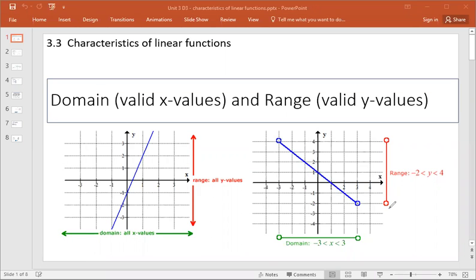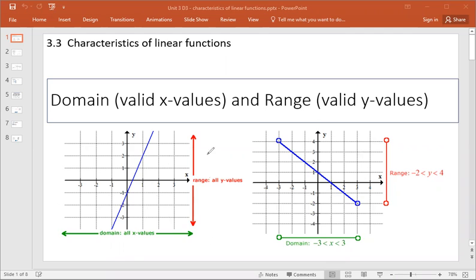Hi everyone, today we are discussing characteristics of linear functions. So our first characteristic is domain and range. Domain are the valid x values for our graph and the range are the valid y values.